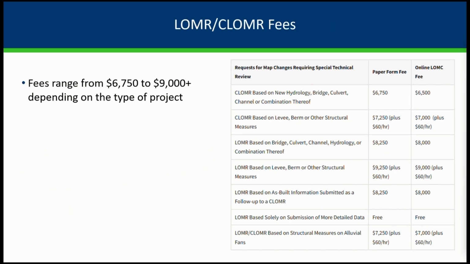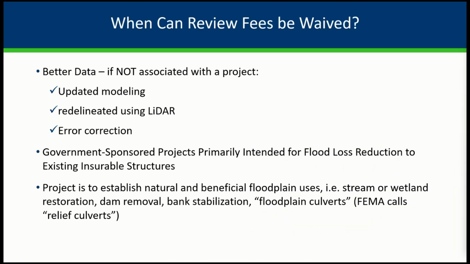There is a fee associated with submitting a letter of map revision and a conditional letter of map revision. The fees range from $6,750 to $9,000 plus, depending on the type of project. And there's the table from the FEMA website there. This is the fee to submit the application, so it doesn't include any cost to prepare the application requirements. And noting also, Minnesota DNR does not charge any fee for our higher standards review. This should be taken into consideration when planning projects and LOMRs and CLOMRs.